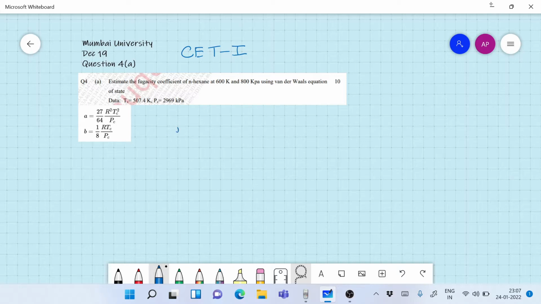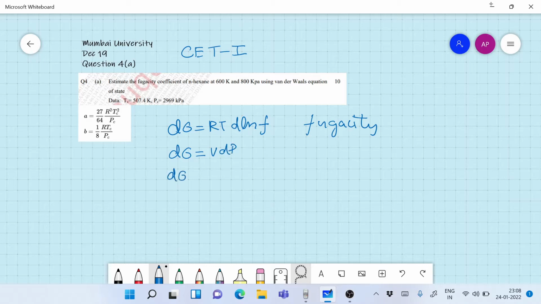dg is equal to RT into d ln of F for a real gas, where F is the fugacity. And also it should be noted that dg is equal to V dP. And for an ideal gas, it is dg ideal gas is equal to RT into d ln of P. So it goes without saying that for an ideal gas, the fugacity is equal to the pressure.